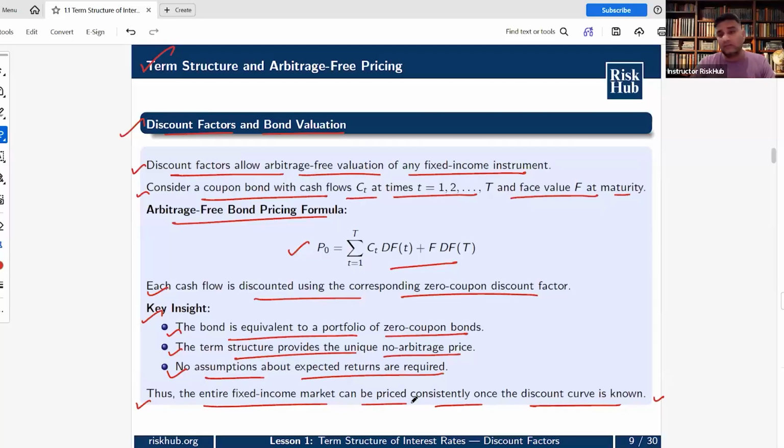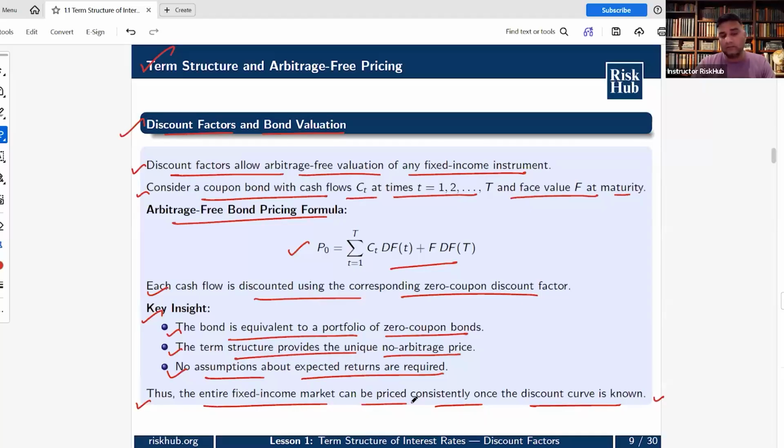Okay. So what's given here? Basically, the general bond pricing formula and three consequences of it. P naught equals the sum from T equals 1 to capital T of C sub T times DF of T plus capital F times DF of capital T. P naught is the bond price today. The subscript 0 means time 0, and the terms that follow are for T01, T02, and so on up to T0T.